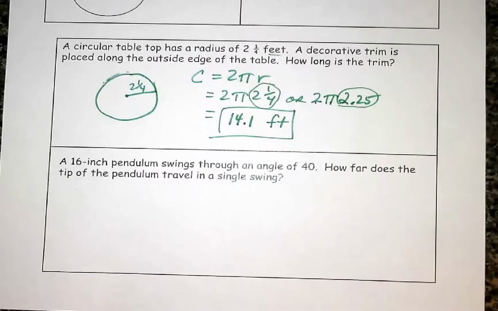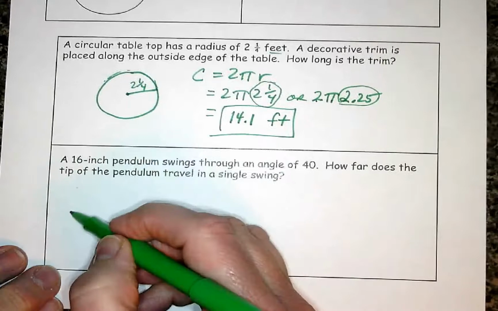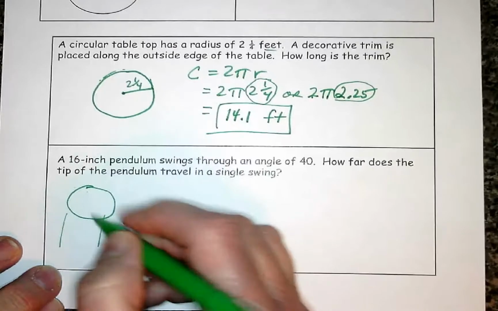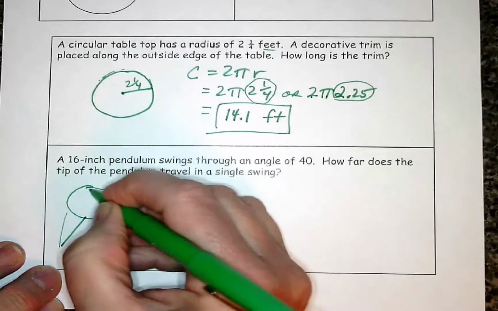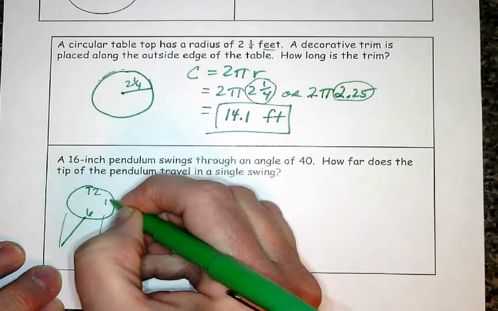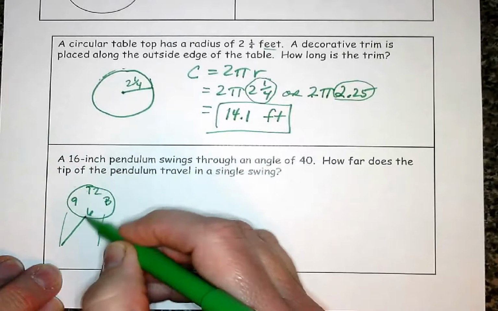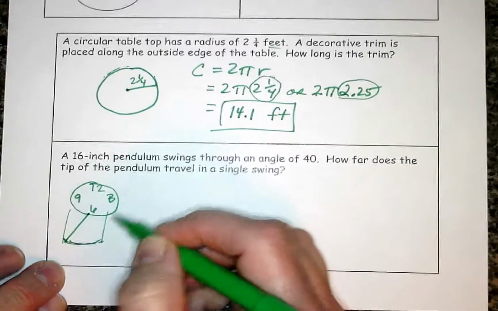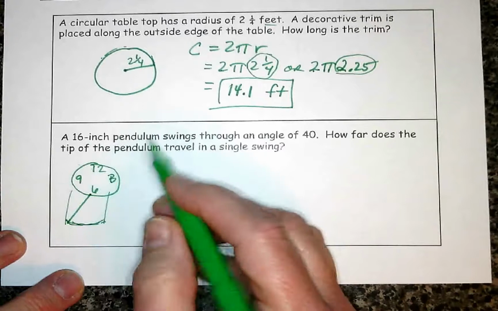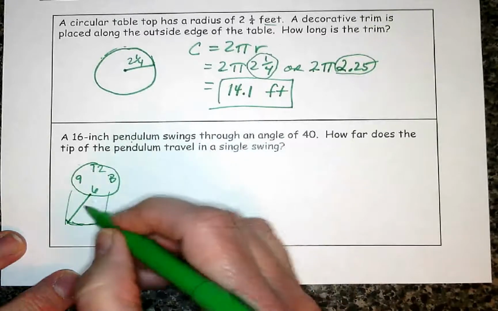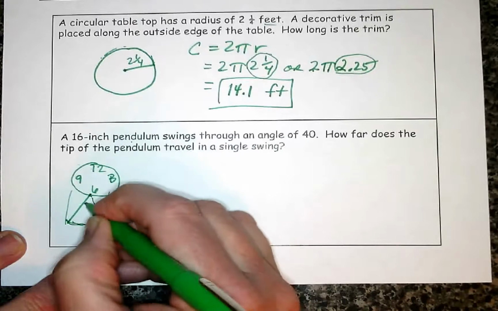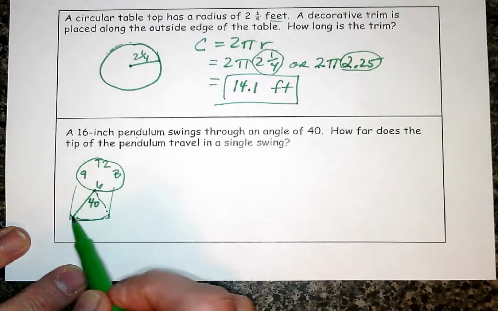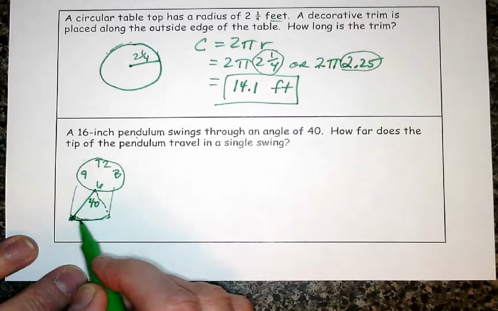Okay. This next one deals with a clock. Okay, so if you have a clock up here, and then it's got what they call a pendulum. So this would be like the clock. And the pendulum is the thing that keeps going back and forth, kind of tick, tick, tick, tick, tick. Okay, and this pendulum is what they're talking about here. This piece swings at an angle, so it's going to come over here and go here, and that angle is 40 degrees. How far does the tip of the pendulum travel in a single swing? So the tip is like the end right here, and how far does it go from here to here?